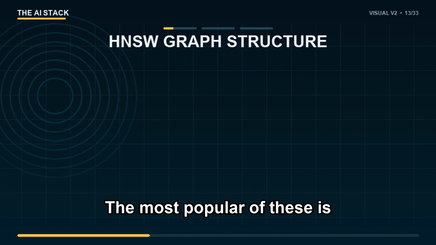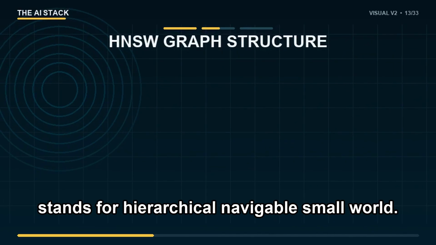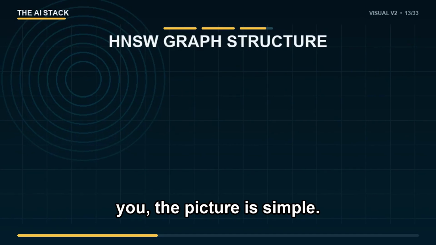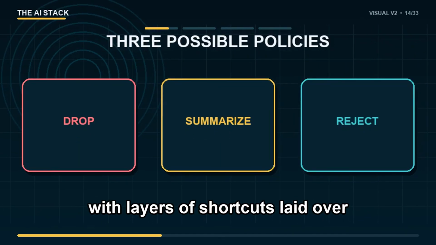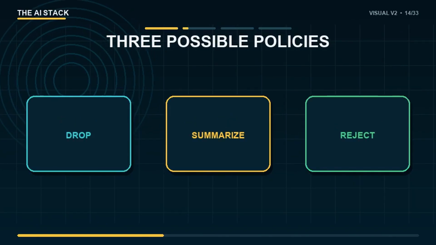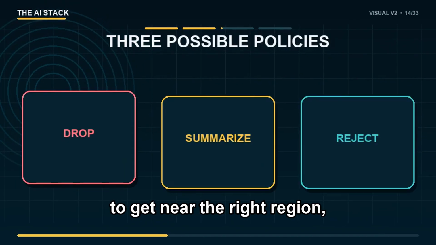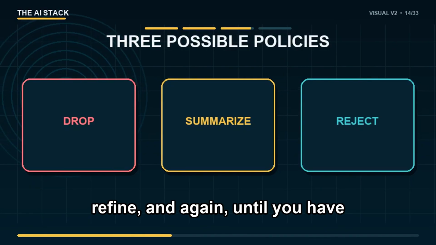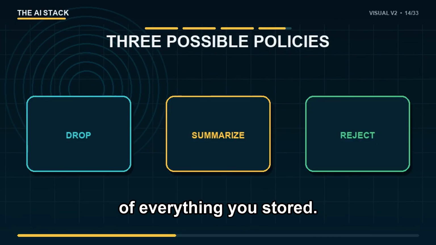The most popular of these is called HNSW, which stands for Hierarchical Navigable Small World. Do not let the name intimidate you. The picture is simple. Imagine a map of your vectors with layers of shortcuts laid over it, like express lanes on a highway. You start zoomed all the way out, take a few big hops to get near the right region, then drop down a level and refine, and again, until you have homed in on the closest matches, having examined only a tiny fraction of everything you stored.